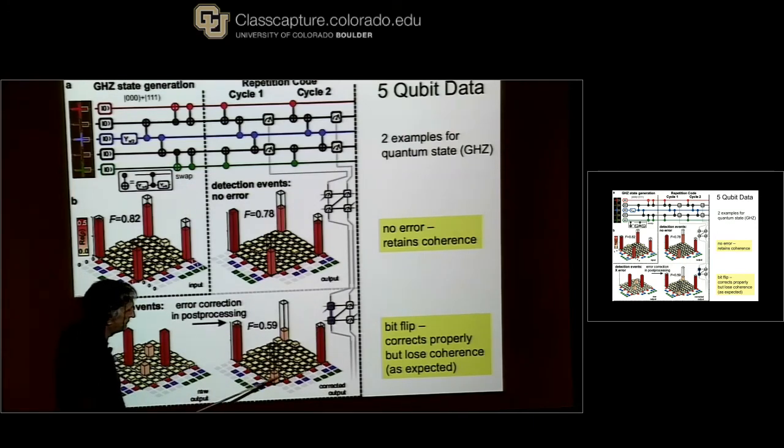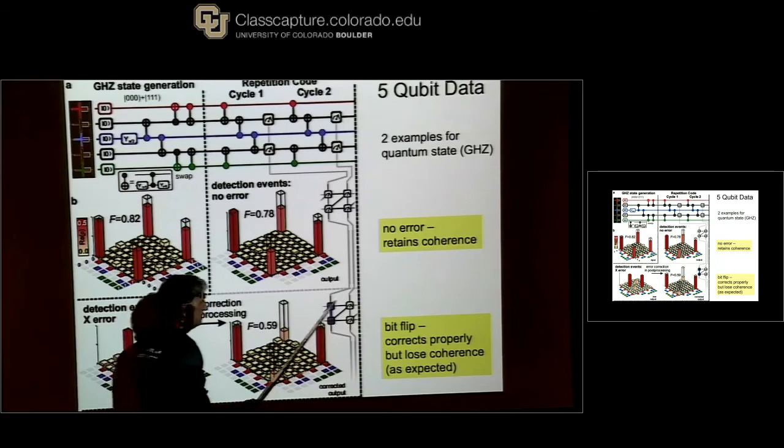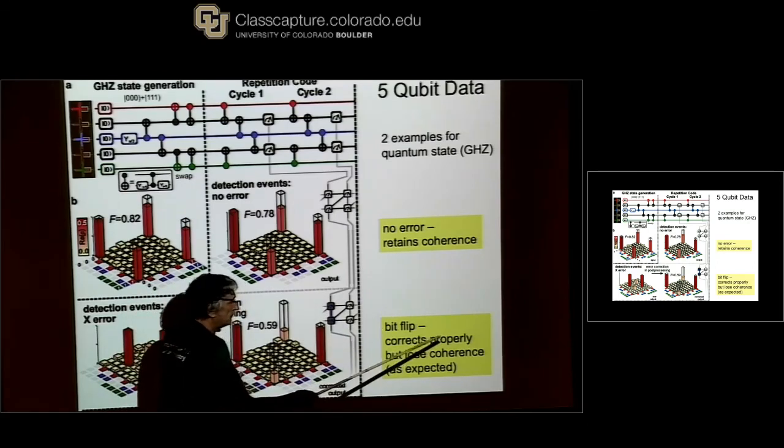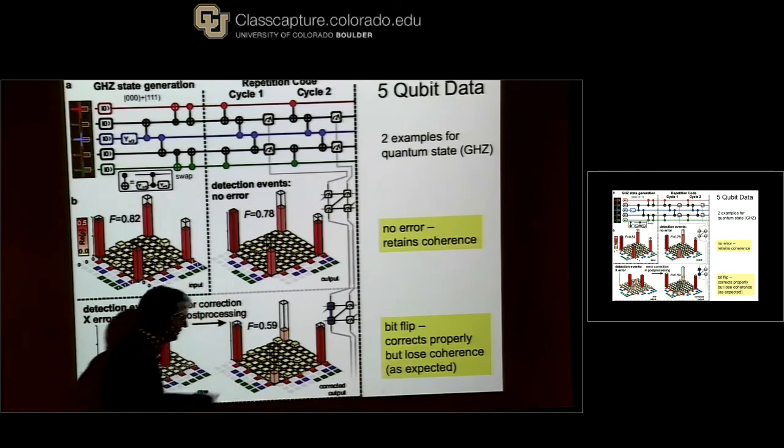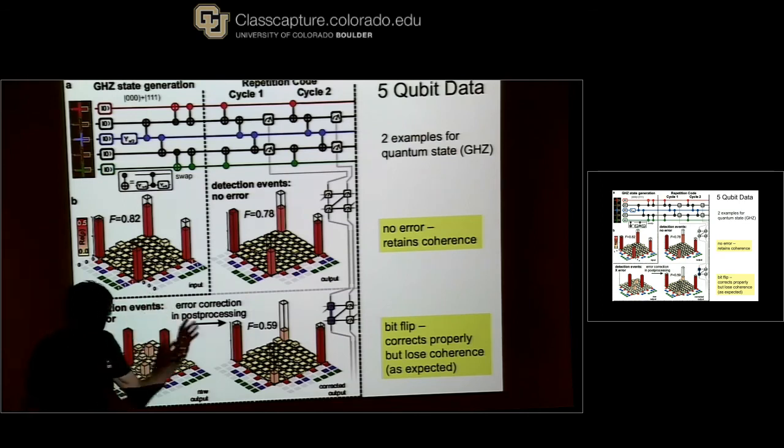And note that the fidelity is lower compared to here, because although we can correct for bit flip, we can't correct for all the errors that are going on here. So when we do that, it corrects properly that we had a bit flip. It identified it properly, but we lose a decent amount of coherence because we're only protecting against bit flip and not bit flip and phase flip. So with this experiment, you can kind of see that the error correction cycle is working properly. Okay, questions on that?